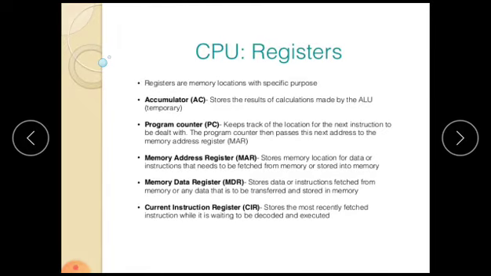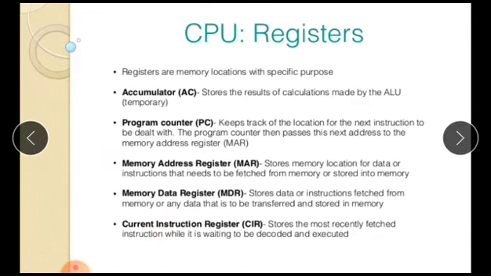And the next is registers. Registers are memory locations with a specific purpose, and they are the smallest memory unit, which is very fast as compared to other memory units. So first, the accumulator AC stores the results of calculations made by the ALU temporarily, and second is the program counter, PC. It keeps track of the location of the next instruction to be executed.